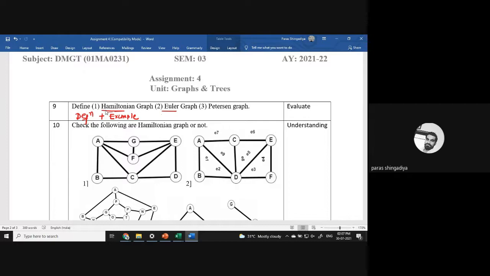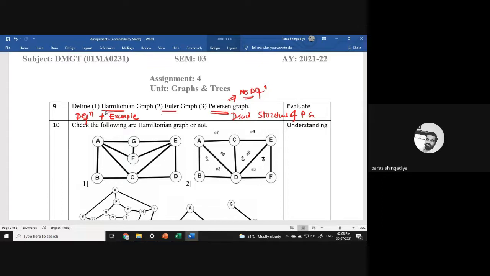In the third one, there is no definition of Peterson graph, but we have its structure. So draw the graph of Peterson. Draw the structure of Peterson graph. Here you have to mention this graph only. Draw the structure of Peterson graph. Clear? That is question number 9.